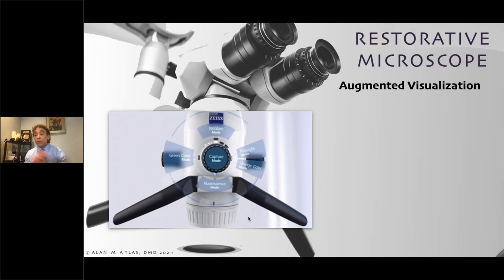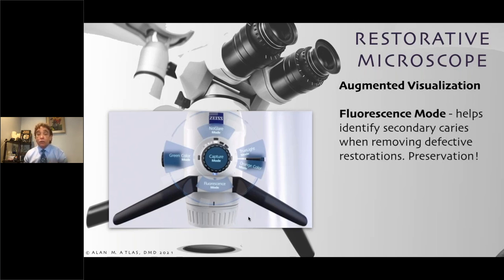I can tell you, with all the different materials we have in our operatory, this is the one thing that's never let me down. Never. Every time I use it, I get a better outcome, period. So this augmented visualization, which you don't see on other microscopes, I have this fluorescent mode. It helps me identify the caries when I'm removing defective restorations. This allows me to be much less invasive. I'm preserving tooth structure. It's far better for the tooth.